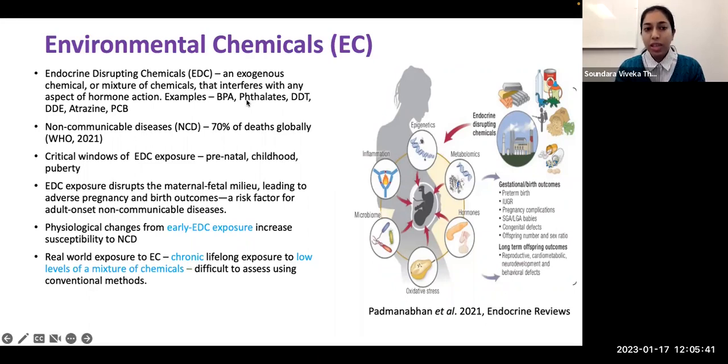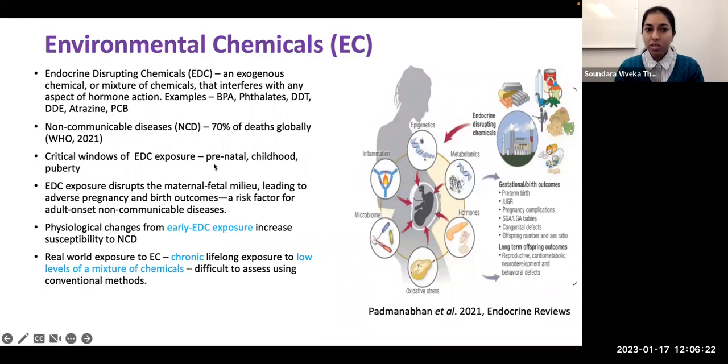Along with the exponential increase in the use of these chemicals in recent times, we also find an increase in the incidence of non-communicable diseases, which include cancer, cardiovascular diseases, and diabetes mellitus, with these diseases contributing to 70% of deaths globally. Although exposure to these chemicals on a daily basis is harmful at any time, there are critical windows of exposure where the body is most susceptible to their adverse effects. These phases include the prenatal phase, early childhood, and the puberty phase.